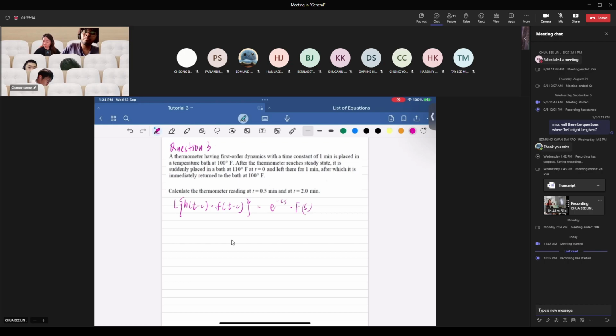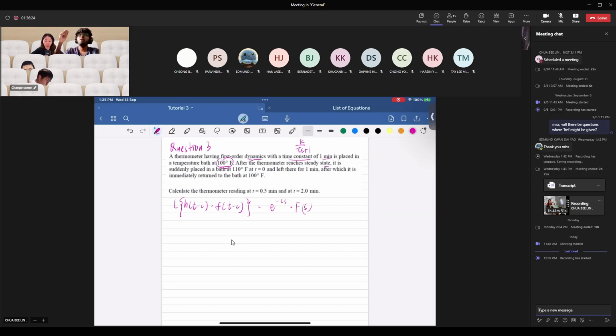1:24. Okay, so back. A thermometer having first order dynamics with time constant, again only one tau given, so it's K over tau S plus 1, is placed in the temperature bath at 100 degree Fahrenheit. After the thermometer reaches steady state, meaning that your thermometer will be having the value exactly the same like 100 degree Fahrenheit, follow the water bath temperature.